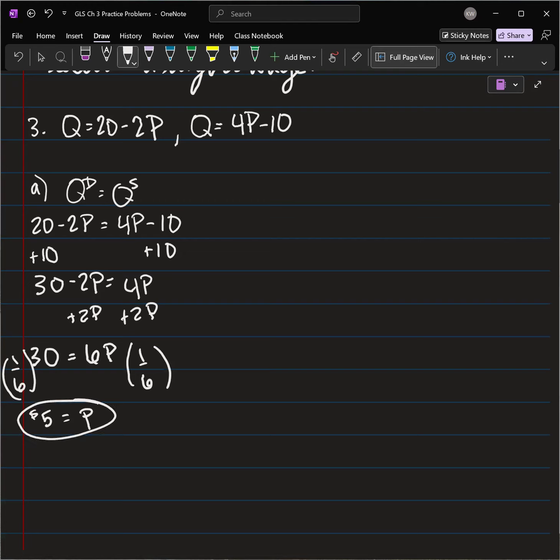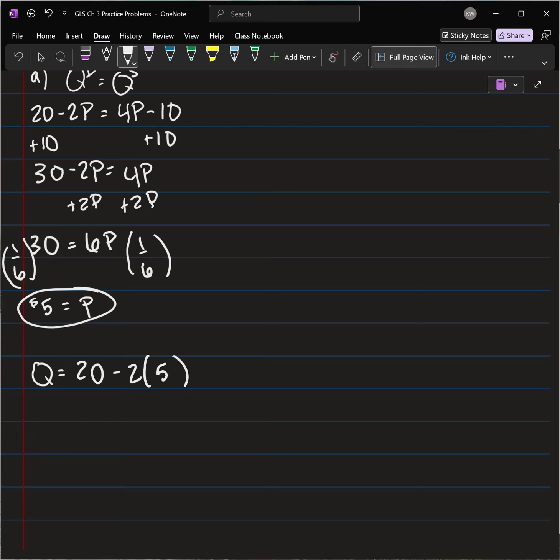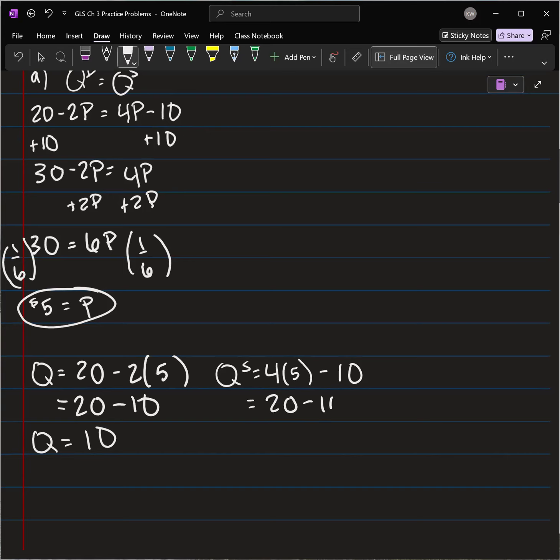Okay. We want to check to make sure we have the correct equilibrium price. So we're going to substitute for the price in both the demand and supply equations. So we'll have quantity demanded equal to 20 minus 2 times the price of $5. That gives us 20 minus 10. So quantity demanded is 10 pints of ice cream. Quantity supplied is given by 4 times the price, which is $5, minus 10. That gives us also 20 minus 10. So quantity supplied is also 10. And our equilibrium quantity then is 10 pints of ice cream.